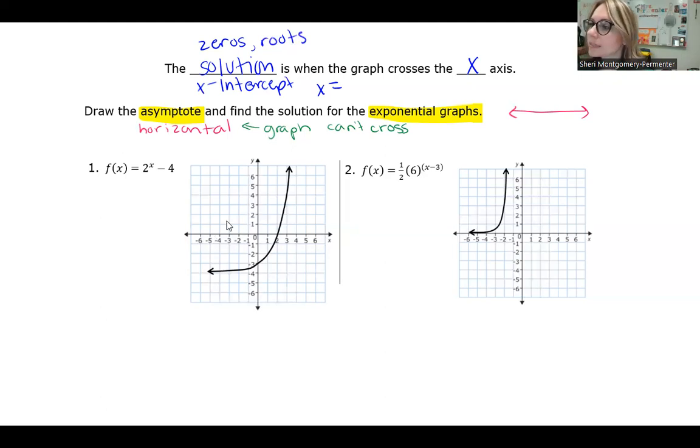So do y'all remember on that day one notes, I made you write down off to the side what part of the equation tells you where that asymptote is going to go? We wrote it down on our day one notes. So look at that first equation. Where should the asymptote go? It needs to go down at -4 because of that. So I'm going to put my asymptote down here. Does that make sense? Okay, the equation moved it down.